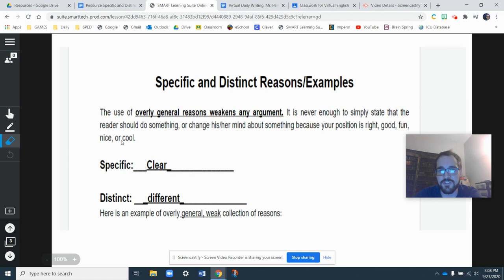Remember, we like our writing to be jazzy, as we like to say it here at Kirksey. So I want it to be specific and distinct. These are what your reasons should be. I want your reasons to be specific and distinct. Specific is like saying clear, and distinct is making it different. Make it stand out. I want it to be pretty obvious what you're talking about, but make it different than something else.